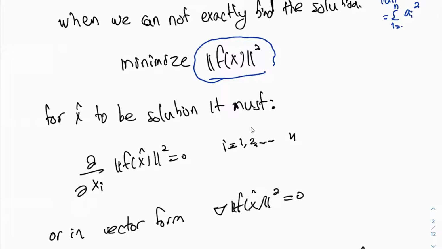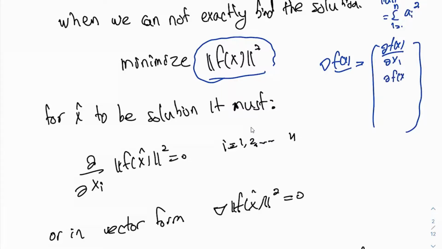So I want the gradient of this. Remember the gradient: when f of x is a scalar quantity, the gradient is a column vector, defined as the derivative of f with respect to each component, and that's why it's a column vector. It always has the same dimension as the argument x, so the derivatives with respect to x1, x2, all the way to xn. So we want the gradient to be 0.